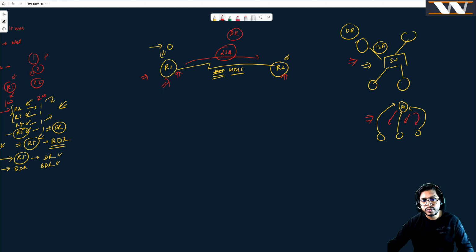But here you do not need an election, unlike Ethernet, right? Why do you not need it? Because on Ethernet there are chances that you are going to have excessive flooding of LSAs, because every router is sending LSAs to every router if you do not elect a DR. But here there are only two routers, so there shouldn't be any concept of DR and BDR here. That is why on point-to-point links there is no DR and BDR. But you should understand the why behind it, because there is no need for it, right?